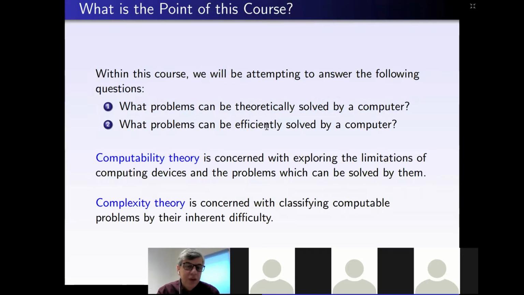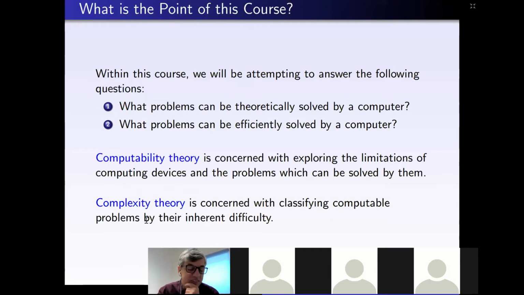And what problems can be efficiently solved by the computer? So solving a problem is one thing, and efficiently solving a problem is another thing. That's what we are interested in knowing and answering in this course. So computability theory comes from the first question. It is concerned with exploring the limitations of computing devices, what limitations they have in solving problems, and which problems can be solved by them.